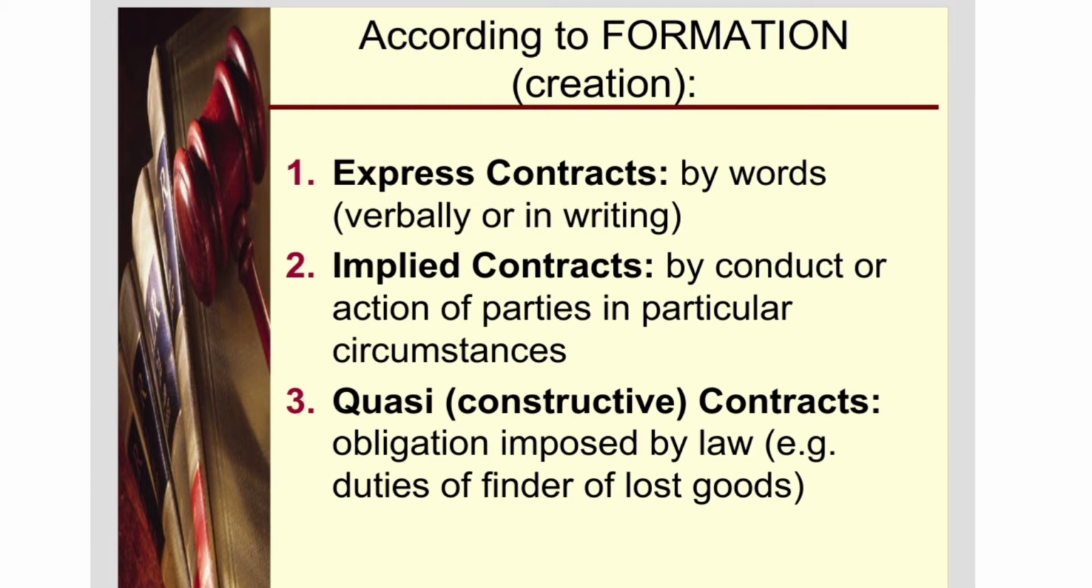Finally, we have quasi-contracts, that is constructive contracts, which are basically constructed, that is imposed by the law in certain situations. So essentially the duty, that is the obligation, is imposed by the law itself. And we can also say that quasi-contracts are those that are implied once again, and they're not express contracts, but these contracts are implied not by the situation, by the circumstances, but they're implied at law, that is, they're imposed by law.